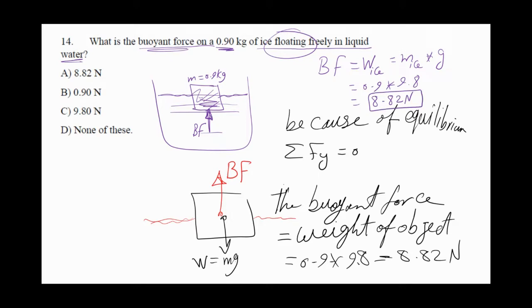I might also ask you how much volume is under the water. We will do the same as with the ship. We will equate the buoyant force to rho V g, where rho is the density of the water, V is the volume of the submerged part, and g is 9.8. You can get the V. But here we didn't ask about it.